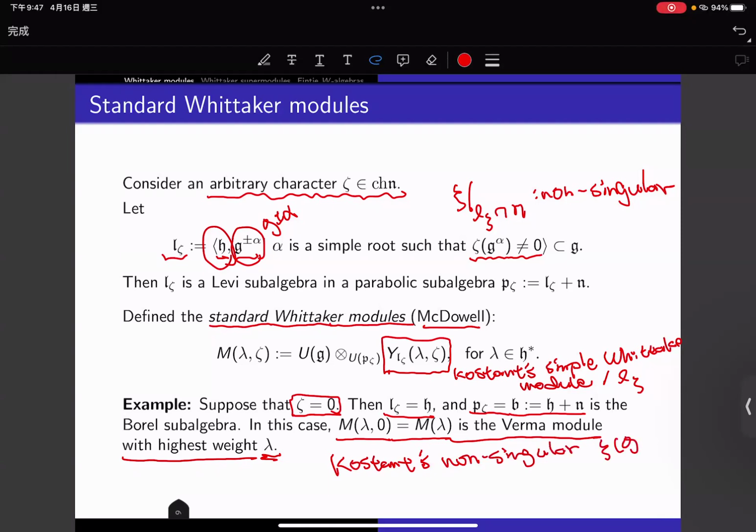By non-singular we mean that for any simple root alpha, theta does not vanish on the corresponding root vector space. But if theta is 0, then this is the second case, the Verma module case. Then it vanishes on any root.